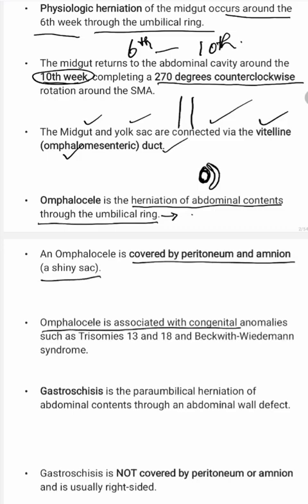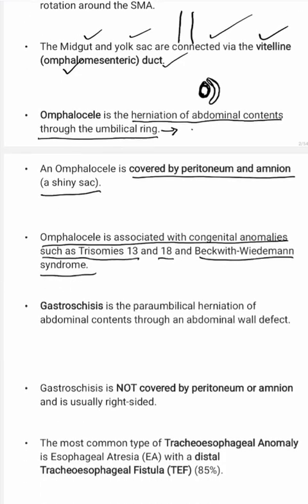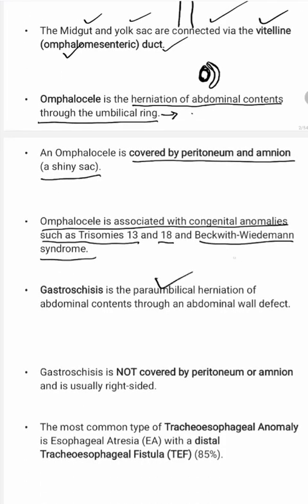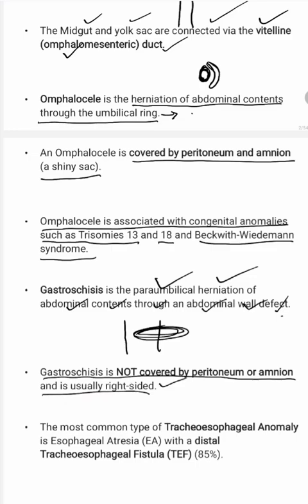Omphalocele is associated with congenital anomalies such as trisomy 13, 18, Beckwith-Wiedemann syndrome. Then gastroschisis is para-umbilical herniation of the abdominal contents through an abdominal wall defect. Okay, so this is our abdomen. Then these contents go out. There is no covering membrane. Gastroschisis is not covered by peritoneum or amnion and is usually right-sided.